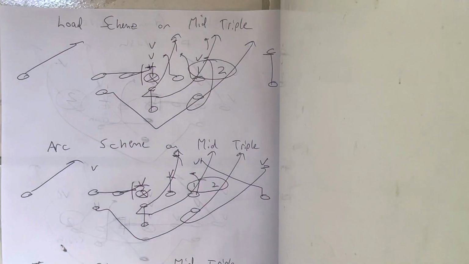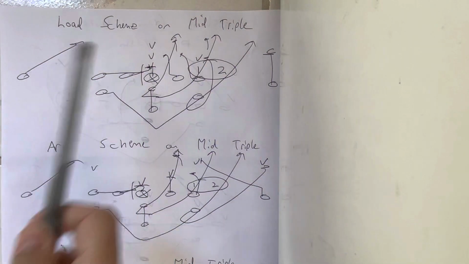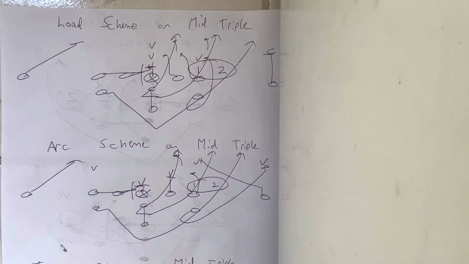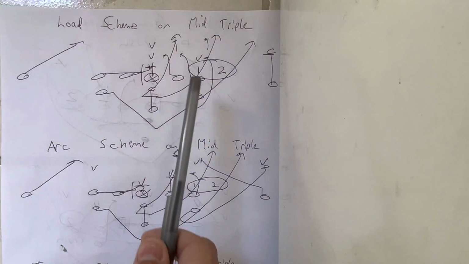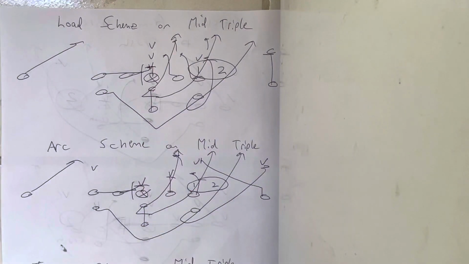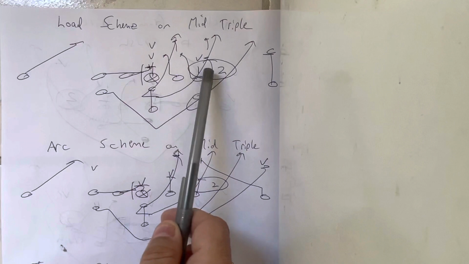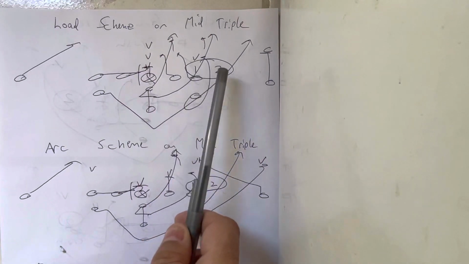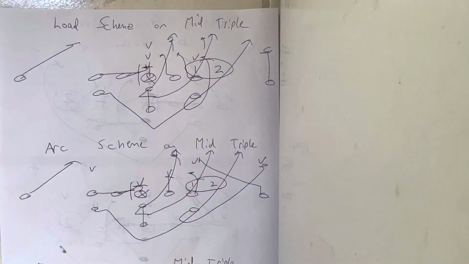Dr. Sella here, and there are three perimeter schemes on midline triple option. The first is a load scheme. A load scheme is when you have a 1, a 2, and a corner. The count starts from a 2 technique out. So if you have a 1, a 2, and a corner, that's a load scheme.